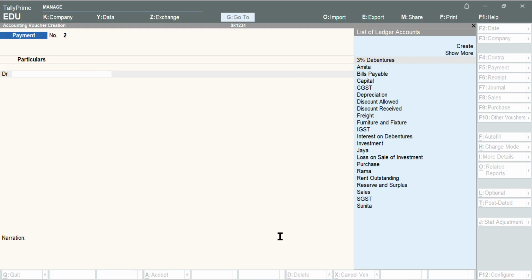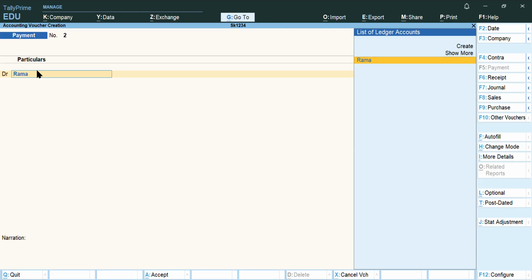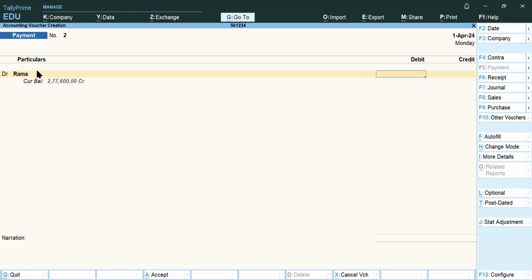Now let us pass the entry. Okay, so payment voucher is here. So payment to Rama, just think of the entry. Payment to Rama will be Rama account debit. So Rama debit. Now it is in full settlement. It means you will be settling the whole balance, 2,77,600. Right? This total balance is settled because it says in full settlement.